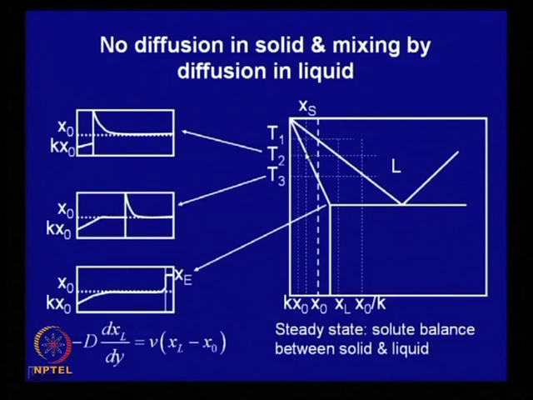Now, if you cool it further, it will come down somewhere here, to this particular temperature. It has been found experimentally that after a certain time, when you reach this temperature, you get a situation where the solid composition becomes equal to the composition of the original alloy, x naught. We assume that after that the solid composition does not change, and the solidification is completed at temperature T 3. In that case, we have a steady state situation. The composition of the solid thereafter does not change, but at the interface the build-up is still there.